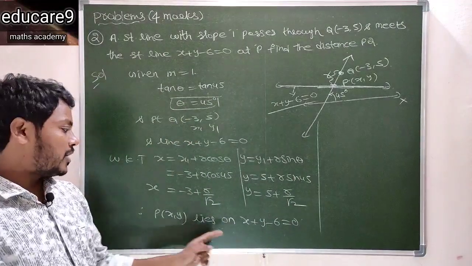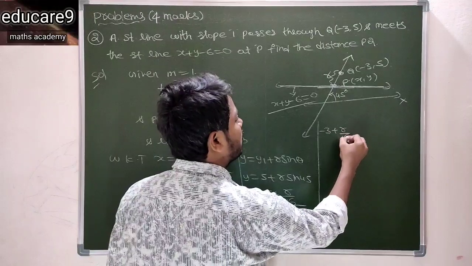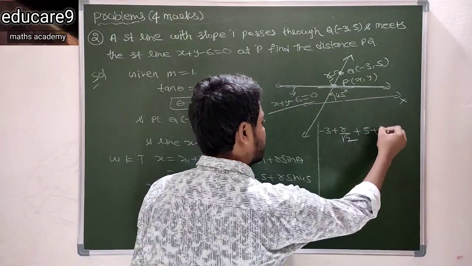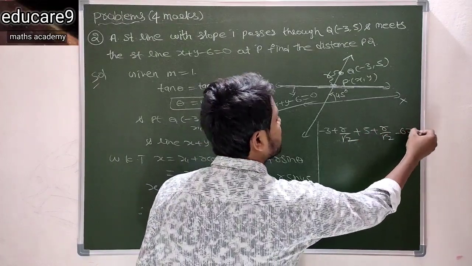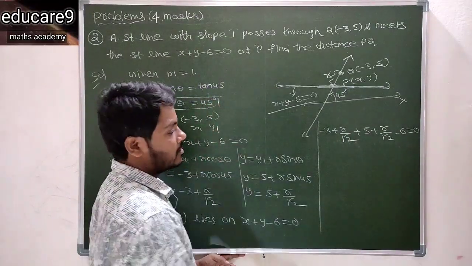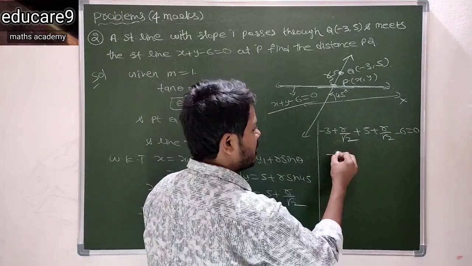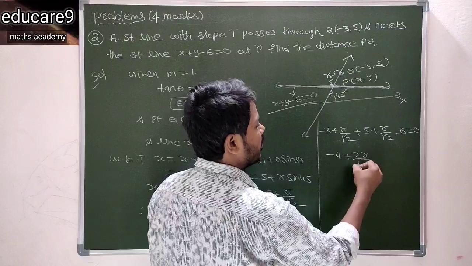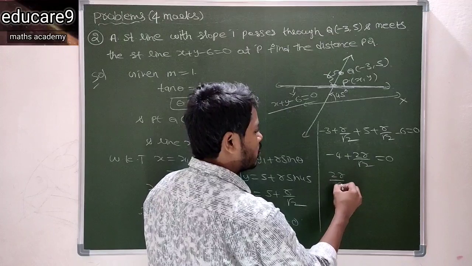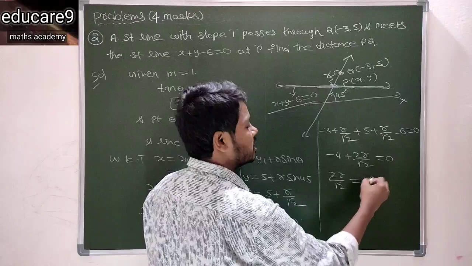So substitute here x comma y, what do you get? The x value, minus 3 plus r by root 2, plus the y value, 5 plus r by root 2, minus 6 equals 0. So see here, clearly 5 minus 3 is 2, 2 minus 6 is minus 4, plus 2r by root 2 is equal to 0. See here, 2r by root 2 is equal to 4.